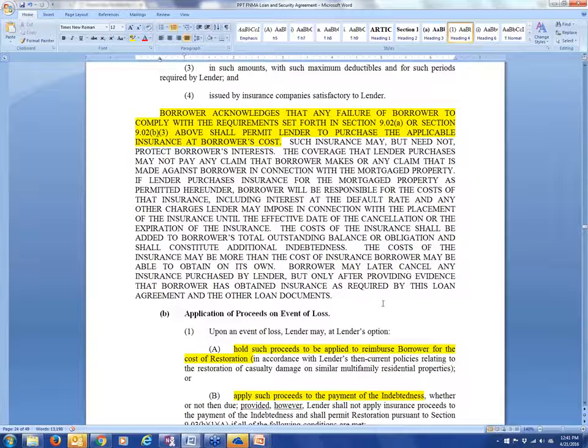Okay, so this has to do with the insurance. This basically says borrower acknowledges that any failure of borrower to comply with the requirements set forth in this section above shall permit lender to purchase the applicable insurance at borrower's cost. Now understand what this means. This is if you don't have insurance on the property, they will put what's called force-placed insurance on your property to make sure that they're protected. And any claims coming off that force-placed insurance go to them. And listen, that means that they're going to start charging you the premium on the policy and then some, like an administration fee. They're going to whack you with both.